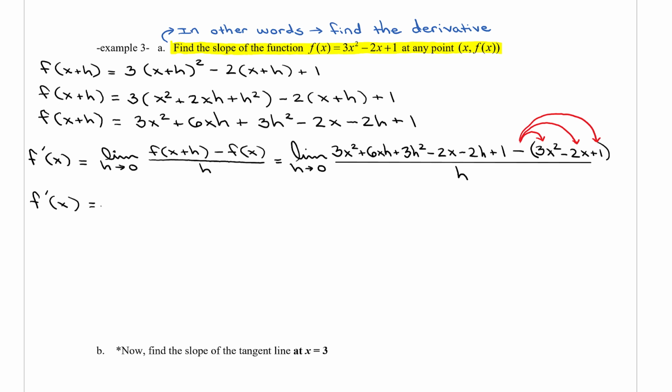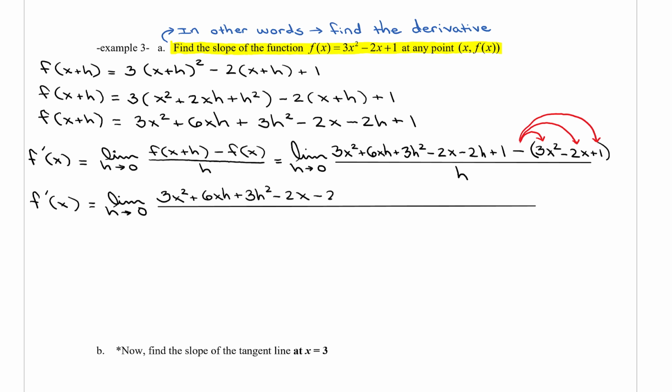f prime of x is equal to the limit as h approaches 0 of, I'm going to draw a big fraction bar, and now in the numerator I'm going to write 3x squared plus 6xh plus 3h squared minus 2x minus 2h plus 1 minus 3x squared plus 2x minus 1 all over h.